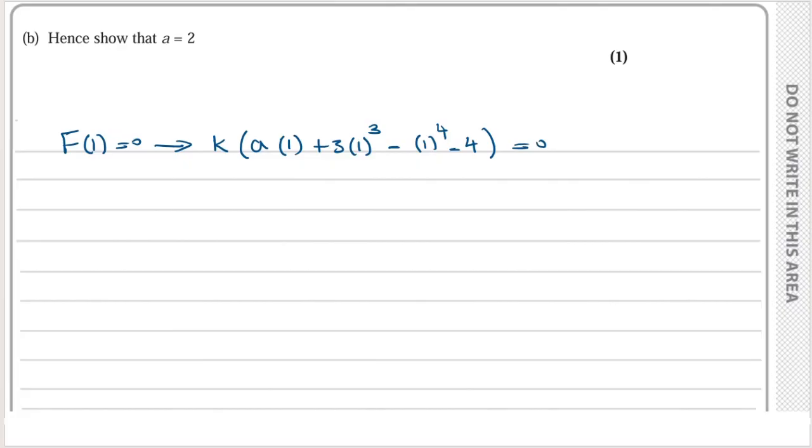So again, k is non-zero, therefore only the expression inside the brackets is equal to 0. So we get a times 1, which is a, plus 3 times 1 cubed, which is 3, minus 1 to the power 4, which is 1, and minus 4 equals 0. So 3 minus 1 minus 4 is minus 2, so a minus 2 equals 0, and that gives us a equals 2, as the question wanted us to show.